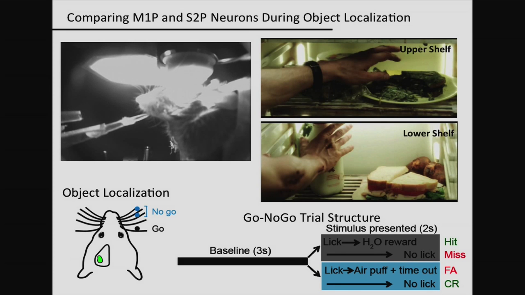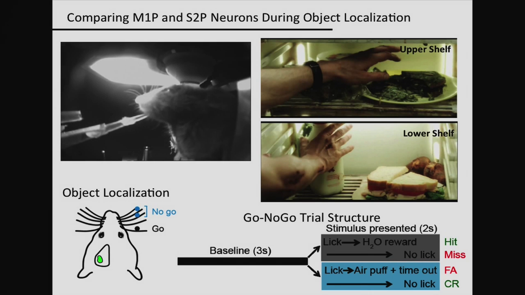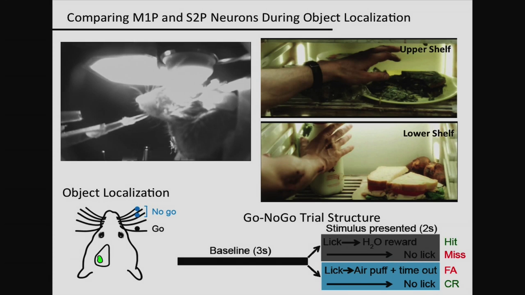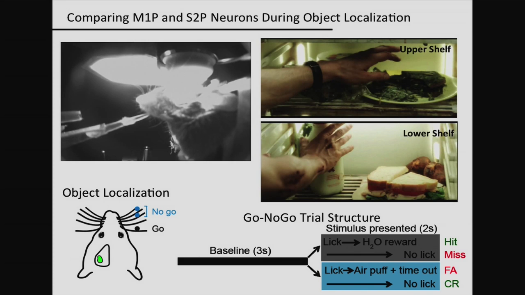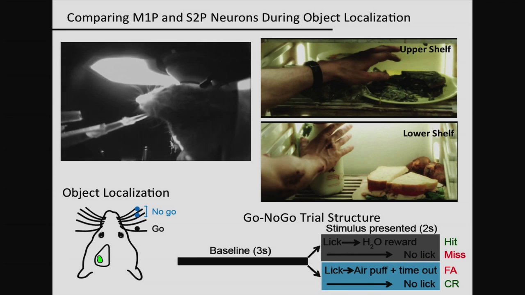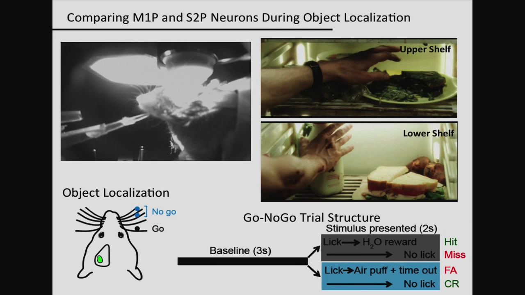Now we have another set of animals that are trained to a different task. This is called an object localization task. This is analogous to knowing whether the milk bottle is on the lower shelf or the upper shelf of the refrigerator. So in this particular task, we have a metallic pole that's being presented at different locations along the anterior-posterior axis of the animal. And the animal is trained to lick when the pole is presented at a particular location and not to lick when the pole is presented at more anterior locations. Similar trial structure, go/no-go task. Next slide.